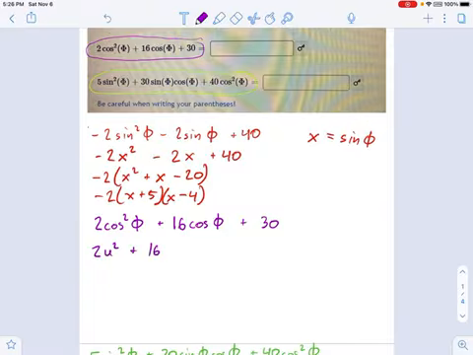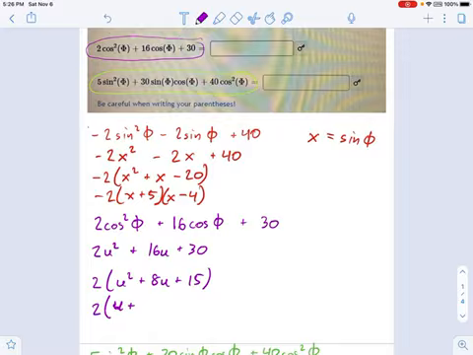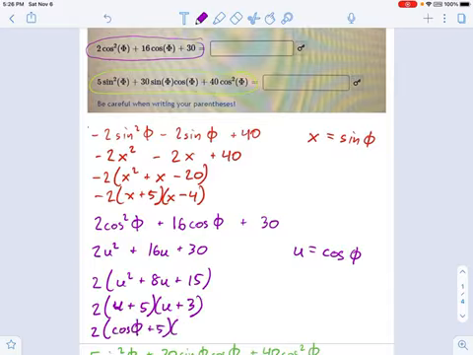Okay, same as the last one. Factor out a GCF of 2, and I get u squared plus 8u plus 15. Well, what multiplies to 15 but adds to 8? It's going to be 5 and 3. So that's 2 times u plus 5 times u plus 3. Okay, factoring is done. At this point, I just need to remember I wasn't really doing u this whole time. I was doing sine, oh wait, no, this one was cosine of phi. So this is really 2 times cosine of phi plus 5 times cosine of phi plus 3.